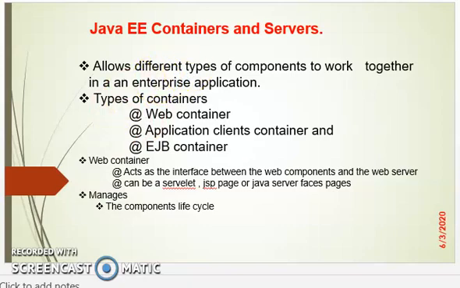Containers allow different types of components to work together in the enterprise application. The different types of containers, as we have seen earlier in the architecture, are the web container, application client container, and EJB container. Let's look at these containers. The first one is the web container. The web container acts as the interface between the web components, which can be servlets, JSP, or JavaServer Faces, and the server. It manages the component's life cycle.